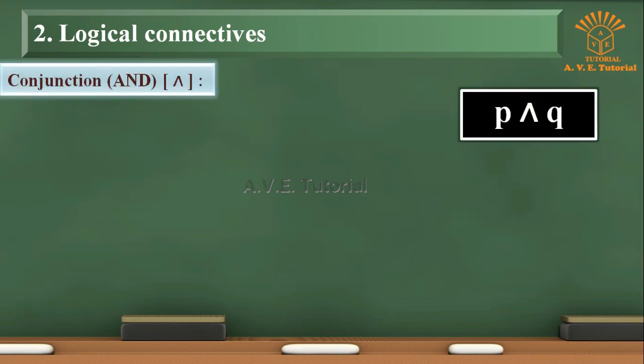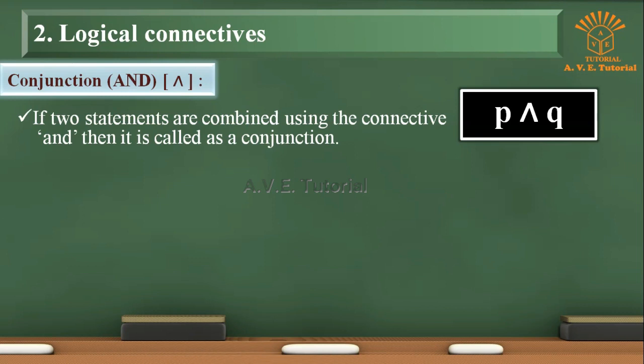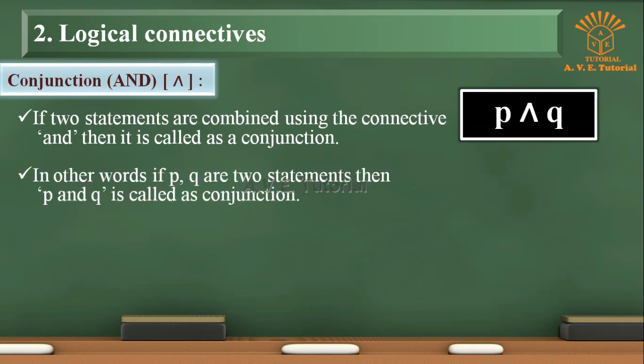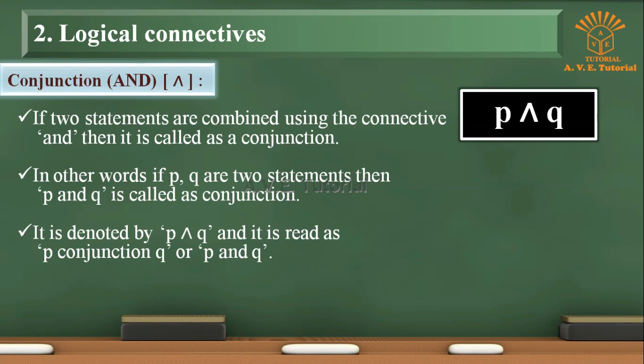Conjunction, and. If two statements are combined using the connective and, then it is called a conjunction. In other words, if P, Q are two statements, then P and Q is called a conjunction. It is denoted by P ∧ Q, and it is read as P conjunction Q or P and Q.